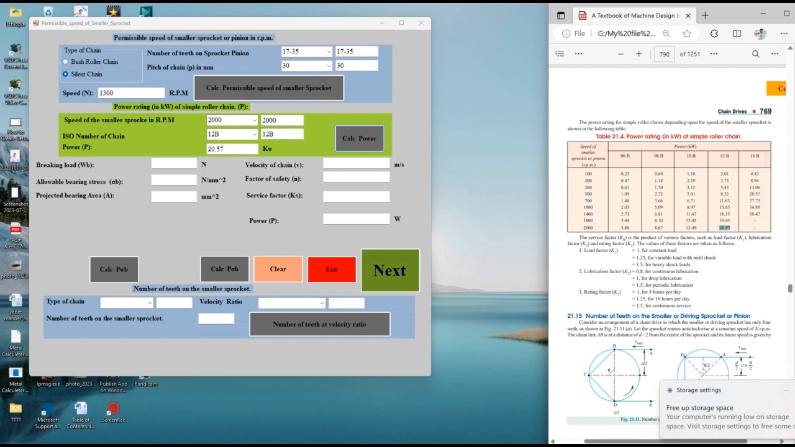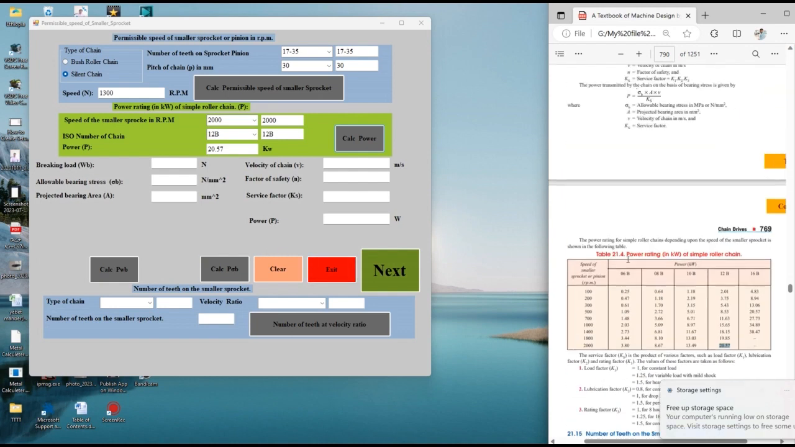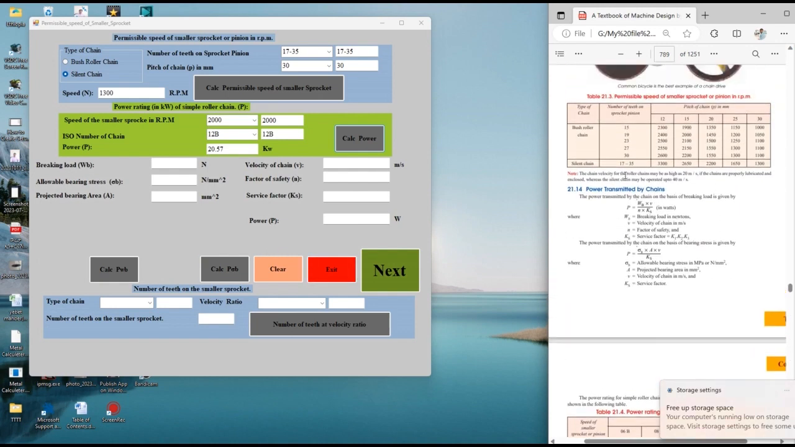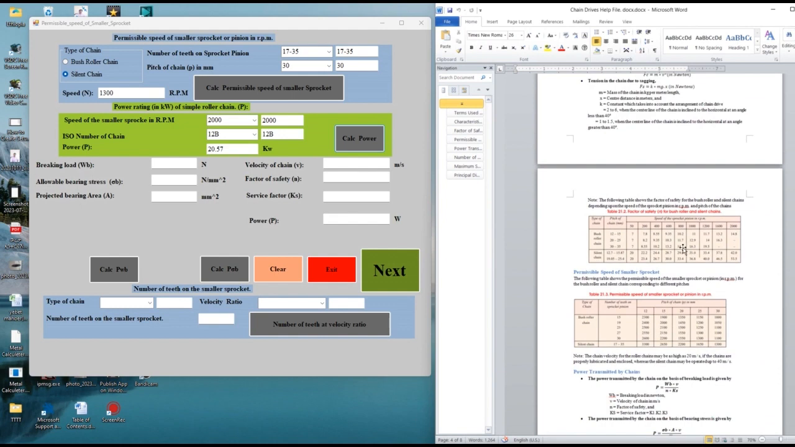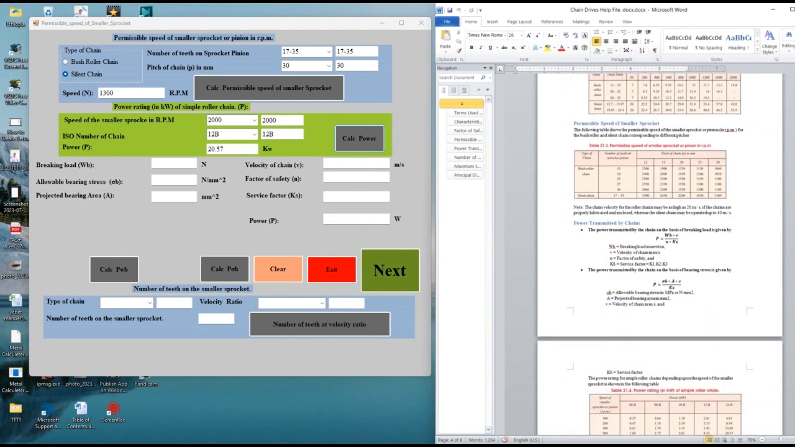So this calculator can calculate these values or the table value. Also here we have seen the standard table summarized as follows, or we can also calculate the values by inputting different parameters.